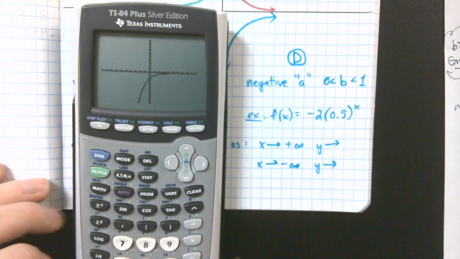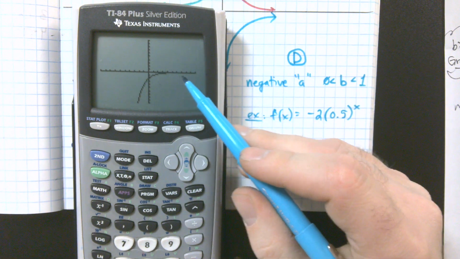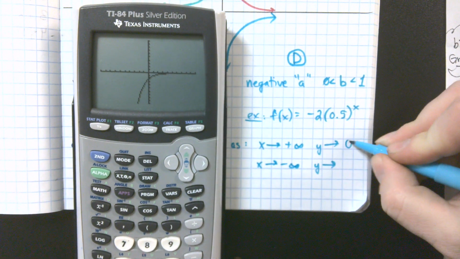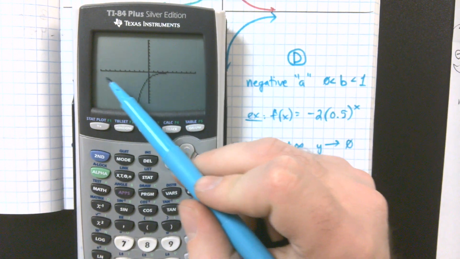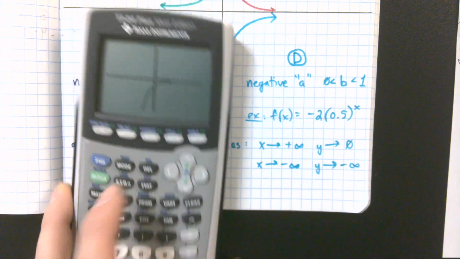Now, what's my end behavior here? As I go to the right, to the right, to the right on my x-axis, what's happening to my function? What's it approaching? 0. And as I go to the left, to the left, to the left, what's it approaching? Negative infinity.